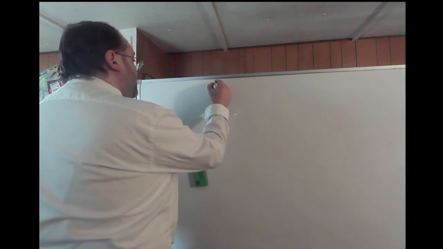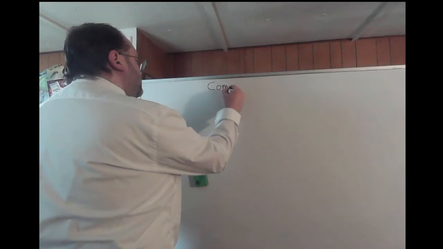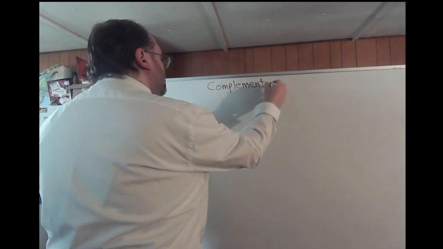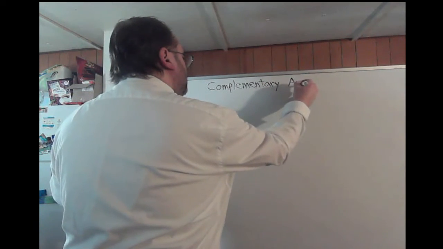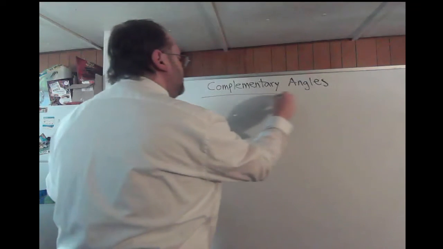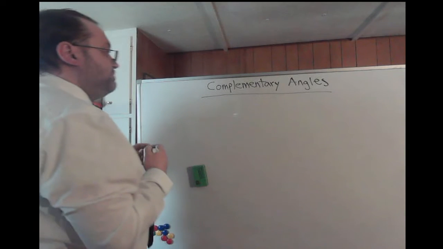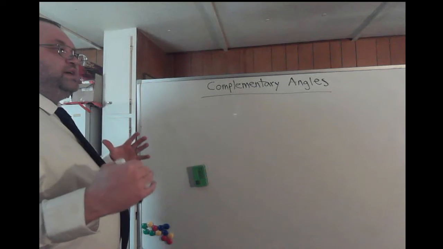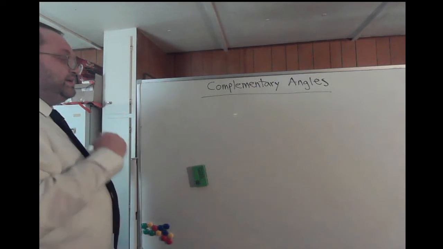Now, we're going to go off of 90 and 180 degree angles, and we're going to talk about two special types of angles. First, let's talk about what are called complementary angles. Complementary angles are two angles that when you put the sum of them together, they equal 90 degrees.